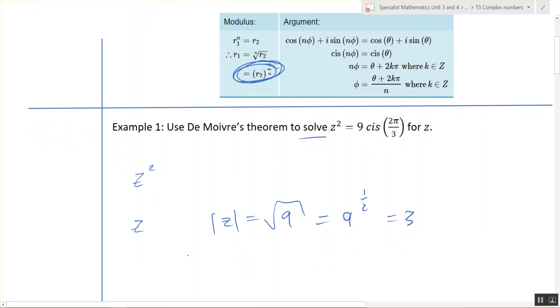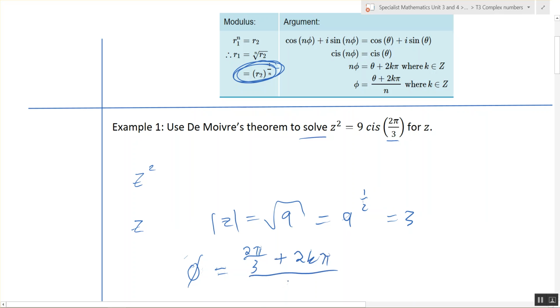The arguments are a little bit more complicated. So we want to find the arguments theta. Does anyone know what that Greek letter is? It's a lowercase theta, right? Phi. So we put this one in here. We do plus 2k pi over n.